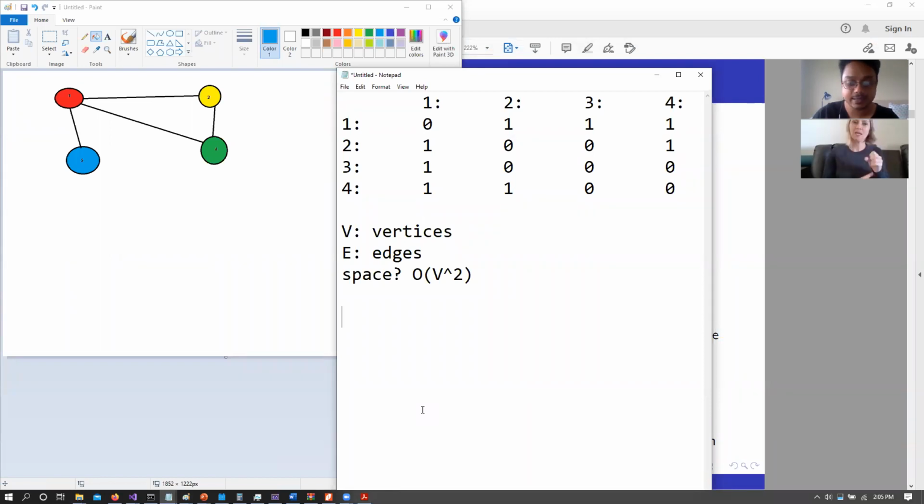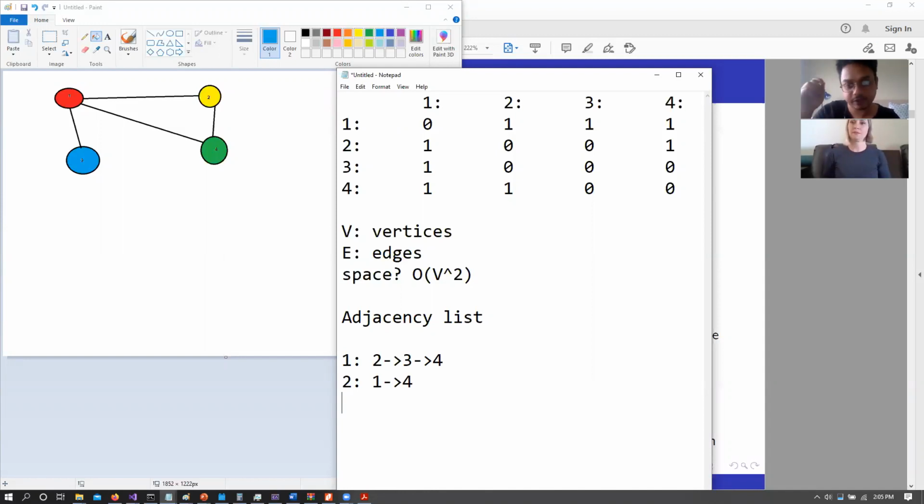So an adjacency list would basically look something like this, where for each vertex I would have a list. So for number 1, I have a list that says it is connected to 2, 3, and 4. So I would say the first vertex it's connected to is 2, then the next vertex it's connected to is 3, and then 4. For number 2, I have 1, and then 4.